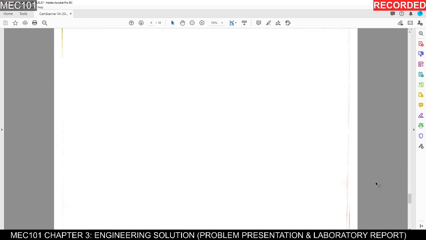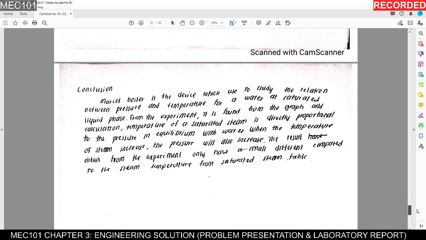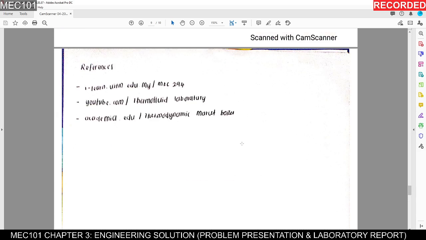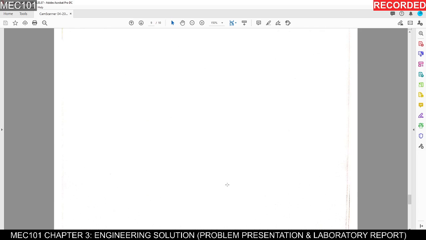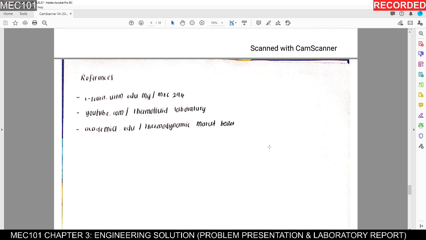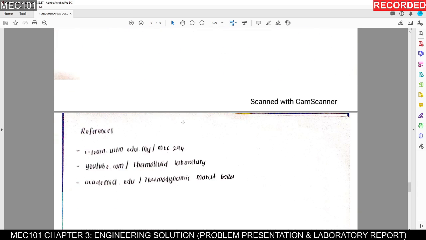Okay, so yeah, they made a mistake again. References should be after the conclusions. So this does not follow the standard sequence of the lab report. After the discussion should be the conclusion first, and then after the conclusion will be the references. Their references also do not follow the standard reference format.